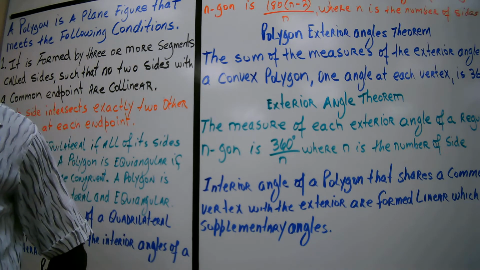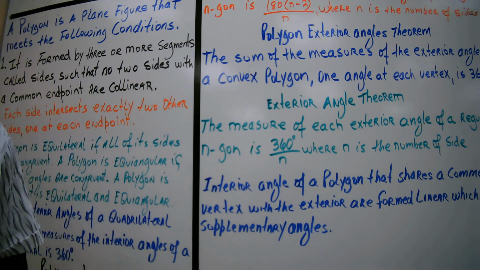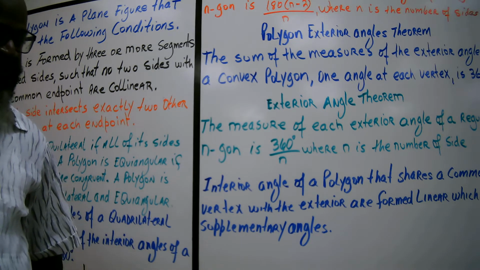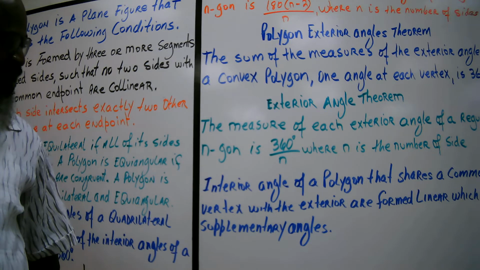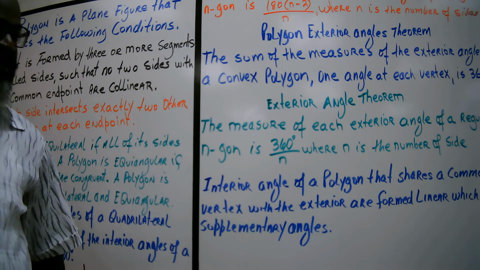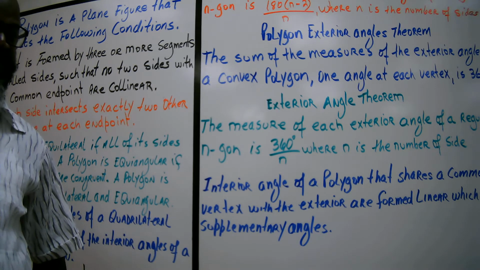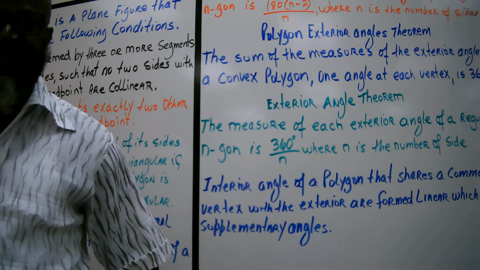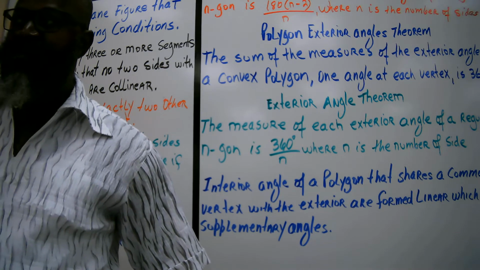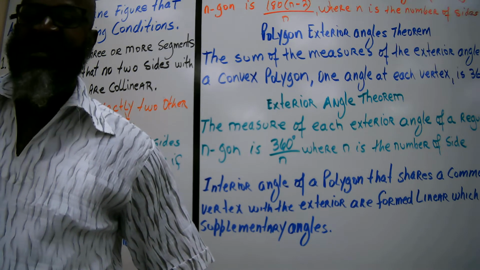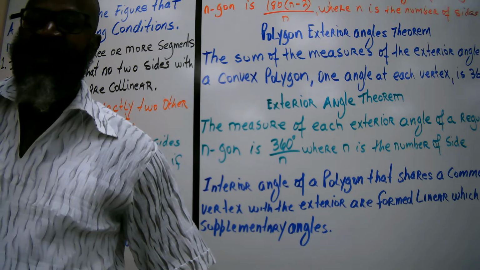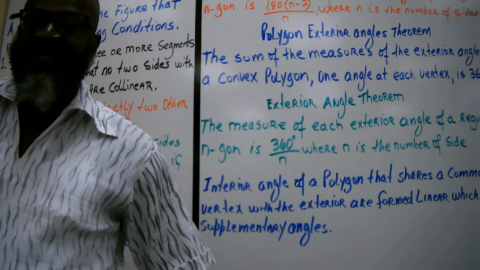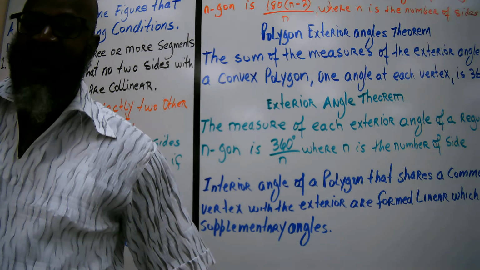So, the polygon exterior angle theorem. The sum of the exterior angles of any polygon is 360. It doesn't matter how many sides it has. The sum of the exterior angles will always equal 360. All of the exterior angles combined will equal 360. So take 360 divided by n. That will give you the measure of each exterior angle in a regular polygon.